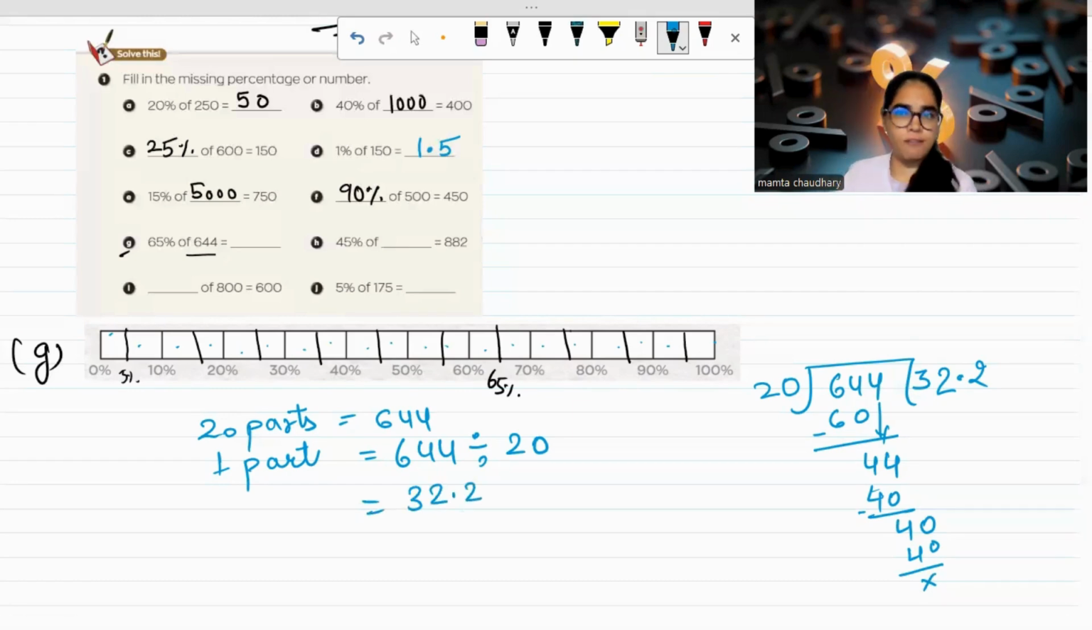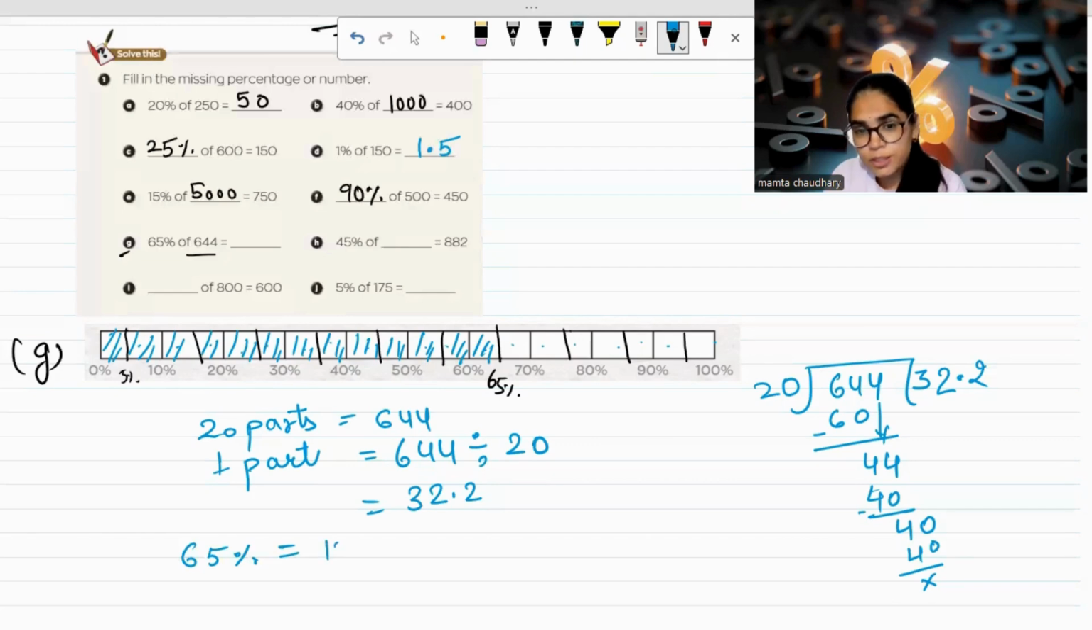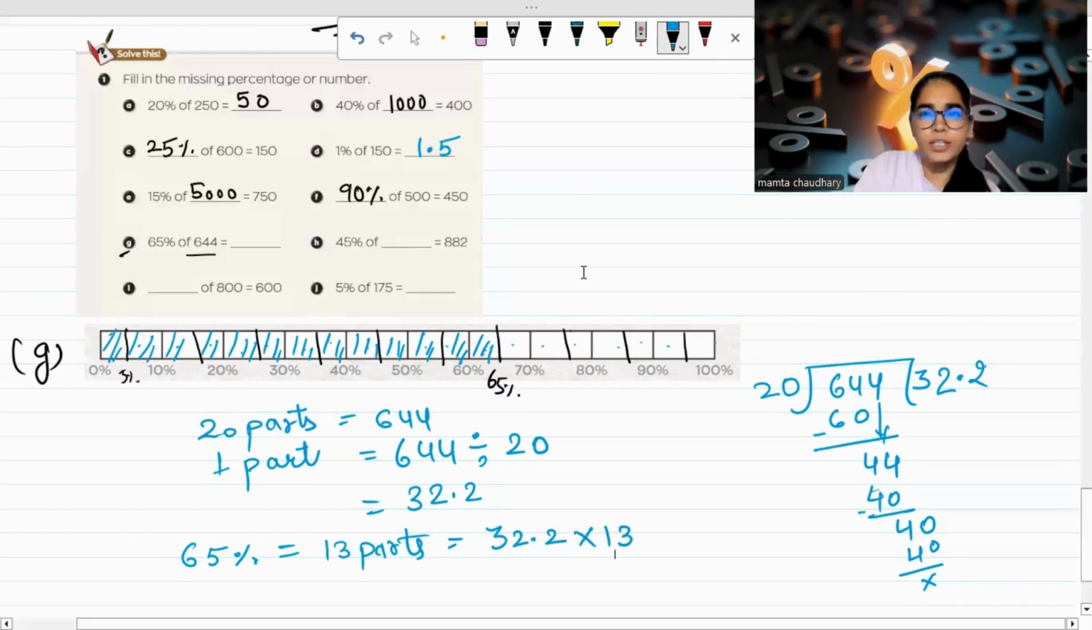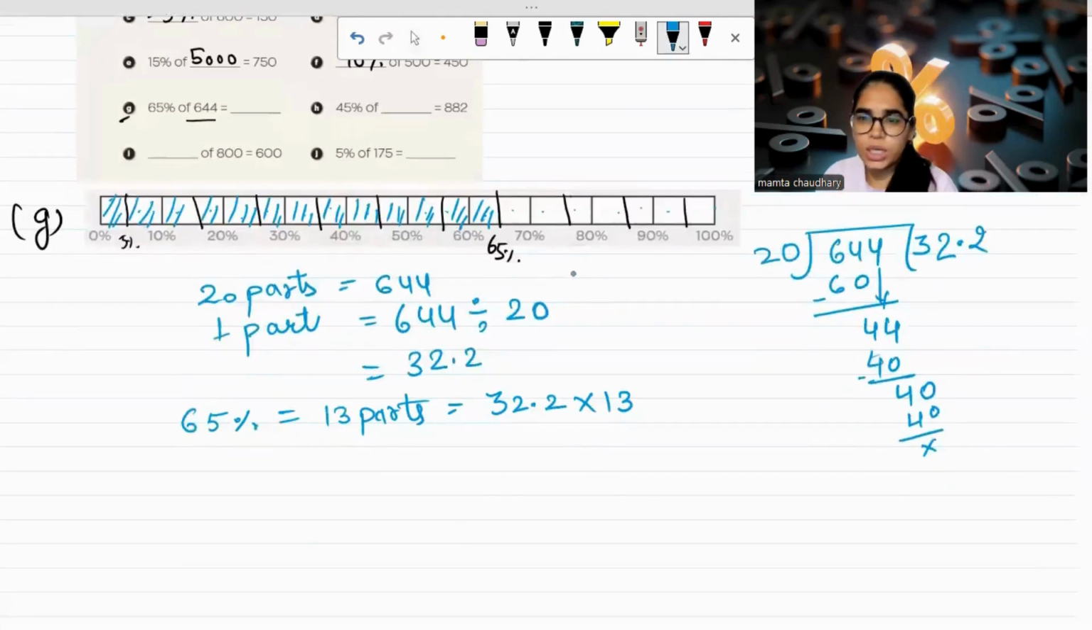Now we have to find 65 percentage. So how many parts are there? Let's count. 1, 2, 3, 4, 5, 6, 7, 8, 9, 10, 11, 12, 13. How many parts? 13 parts. So 65 percentage means 13 parts. So from one to many, multiply. So 32.2 times 13, right? So let's solve.